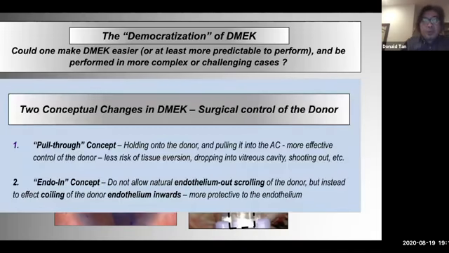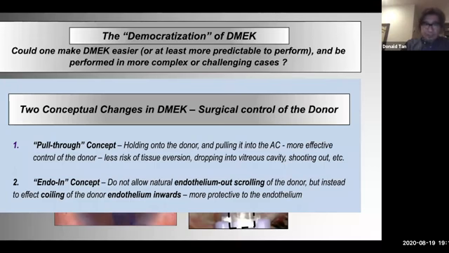So there have been two conceptual changes regarding surgical control of the donor with this approach. First, through the pull-through concepts, so you're actually holding it in. It also means that there's less risk of having an upside-down graft. So nowadays, I don't mark the tissue or anything like that. As long as I don't let go, it can only be the right way up. Okay, prevent the tissue from dropping to the vitreous cavity, shooting out through the wound, etc.